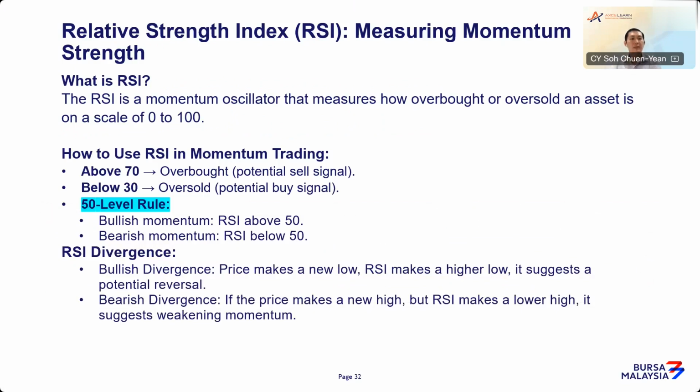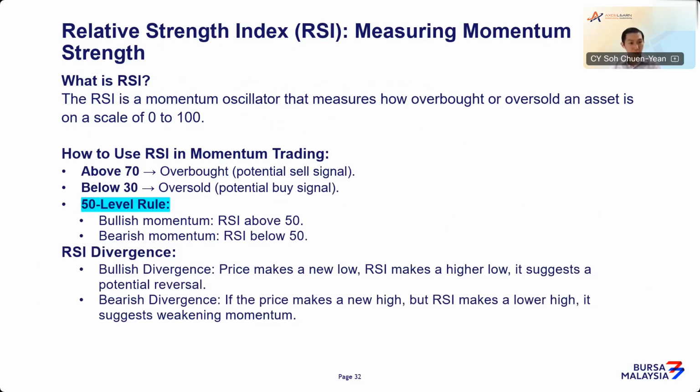Number one is that you can look at the overbought and oversold levels. If it is above 70, then you can take a potential sell signal there, because the market is overbought, it is overheated. Whereas if the RSI is below 30%, meaning it is at an oversold level, it is too cold already, so there will be a potential buying signal that you can take advantage of.